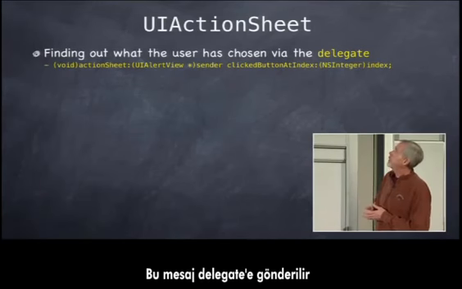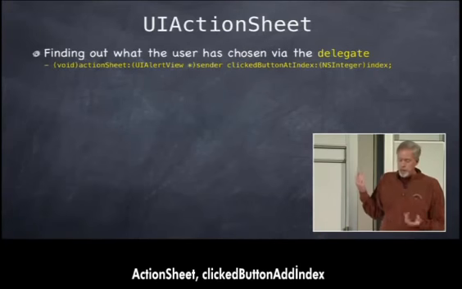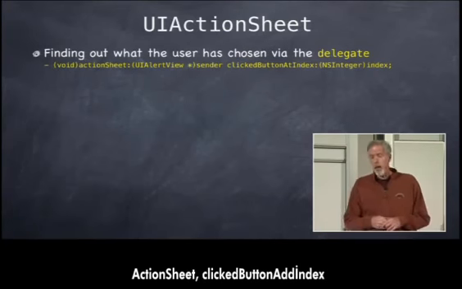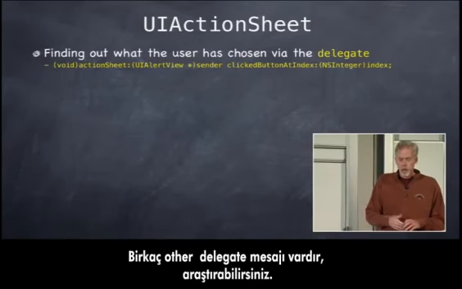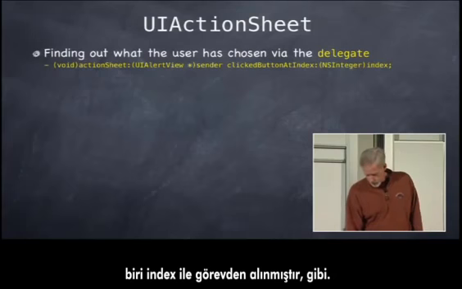and this message will get sent to the delegate, the UI action sheet delegate, which you had to specify in the initializer. And it's just action sheet, clicked button at index. There's a few other delegate methods. You can look them up. One is dismissed with index, etc.